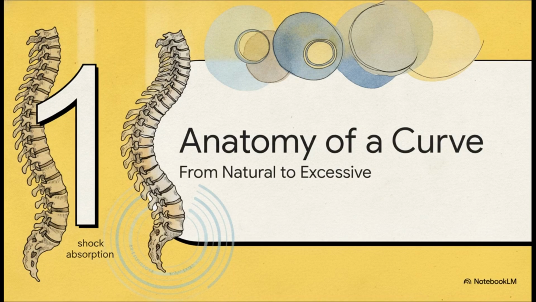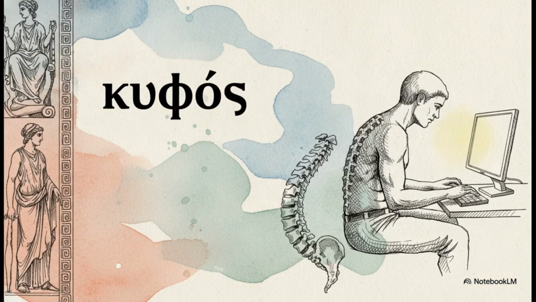1. The anatomy of a curved spine. Kicking things off with Section 1, the anatomy of a curved spine. We are looking at the journey from natural shock absorption to excessive rounding. It's actually fascinating. This very modern problem of us slouching over our keyboards gets its name from ancient antiquity.